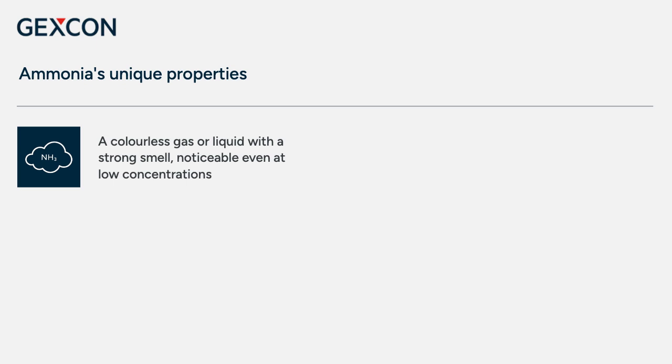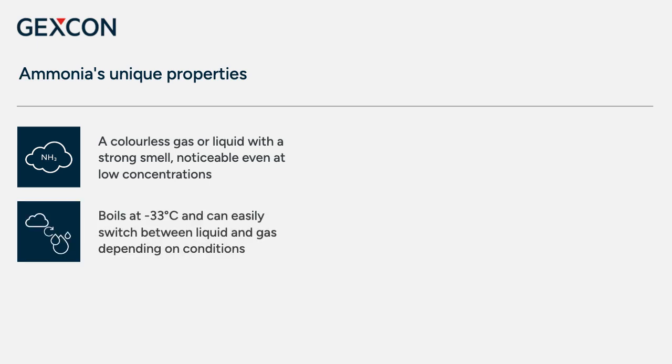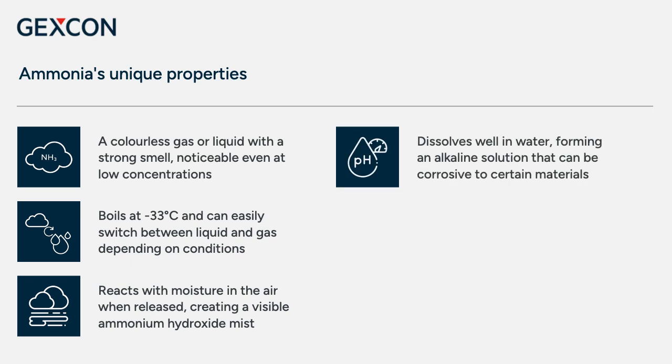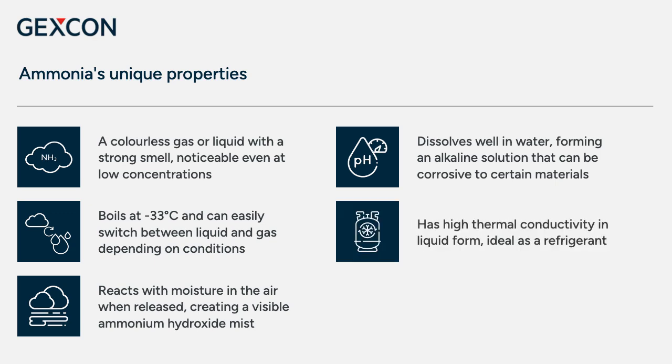Ammonia is a colorless gas or liquid with strong pungent smell that's noticeable even at very low concentrations. It has a boiling point of -33°C, allowing it to transition easily between liquid and gas depending on temperature and pressure. When released into the air, ammonia reacts with moisture, forming a visible mist or fog made up of ammonium hydroxide droplets. It is highly soluble in water, forming an alkaline solution that can be corrosive to certain materials. And in its liquefied form, ammonia has high thermal conductivity, making it an effective refrigerant for industrial applications.